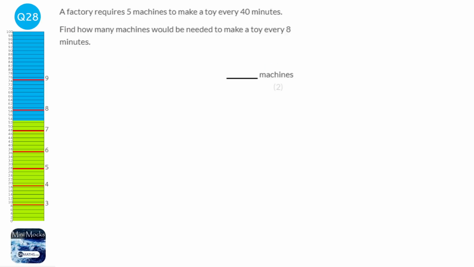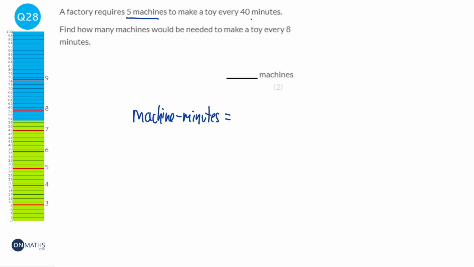So we need to first of all work out the amount of machine minutes it takes to make a toy. And what we do is we multiply the amount of machines by the amount of minutes. So 5 times 40, which would be 200. So if we had one machine, it would take 200 minutes to create one toy.